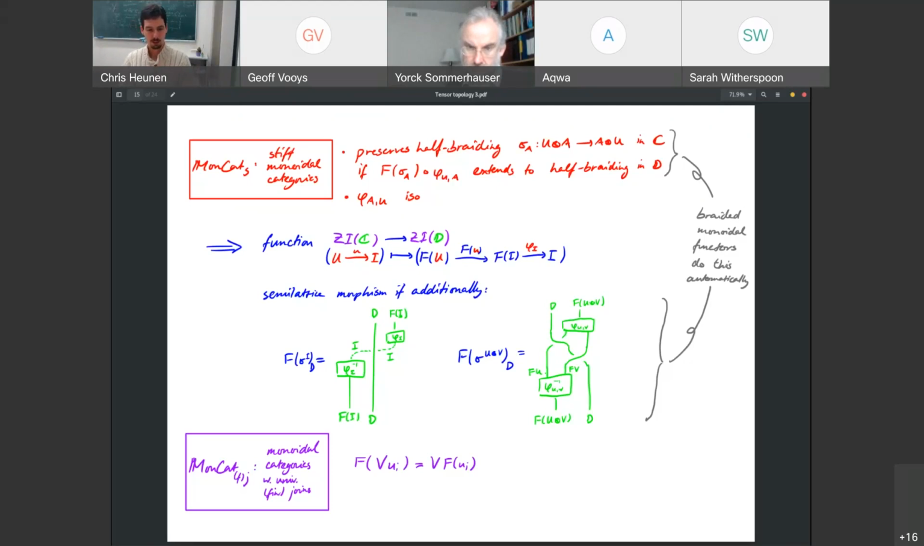And the final thing I'm going to ask is, what's the appropriate notion for monoidal categories that have universal joins, finite or not? Well, they should of course be monoidal morphisms of stiff monoidal categories, but I also want them to preserve these joins. And that's all. I'm just going to ask that they preserve these joins, and that will be the category MonCat J or MonCat Fj.